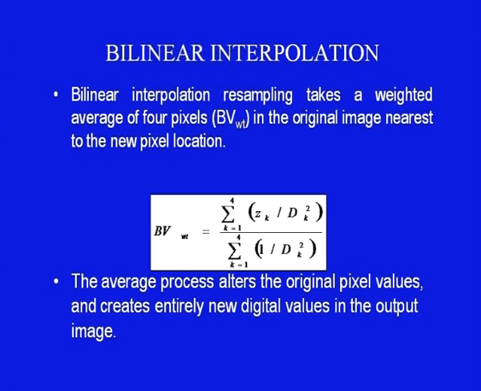So, this can be expressed as BV new, which is equal to the summation of all the 4 pixel brightness values divided by the inverse of the square of the distances of these points. The averaging process alters the original pixel values and creates an entirely new digital value in the output data.